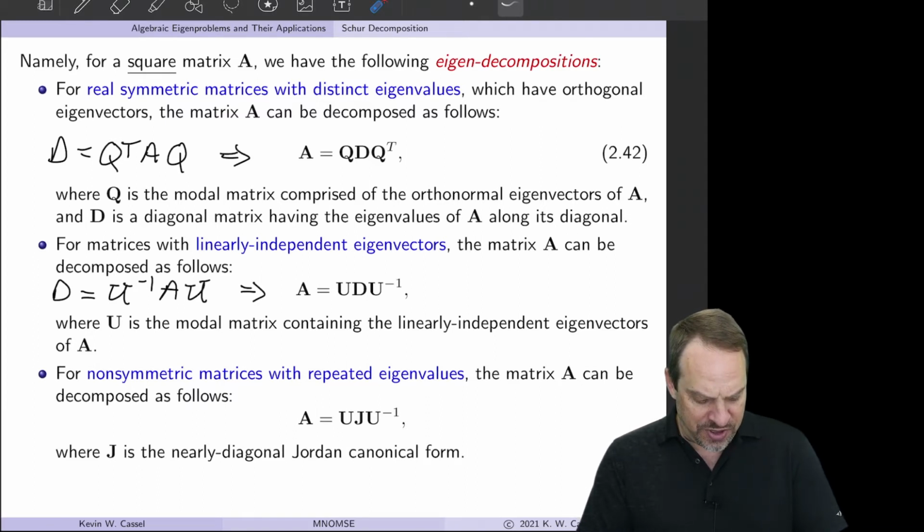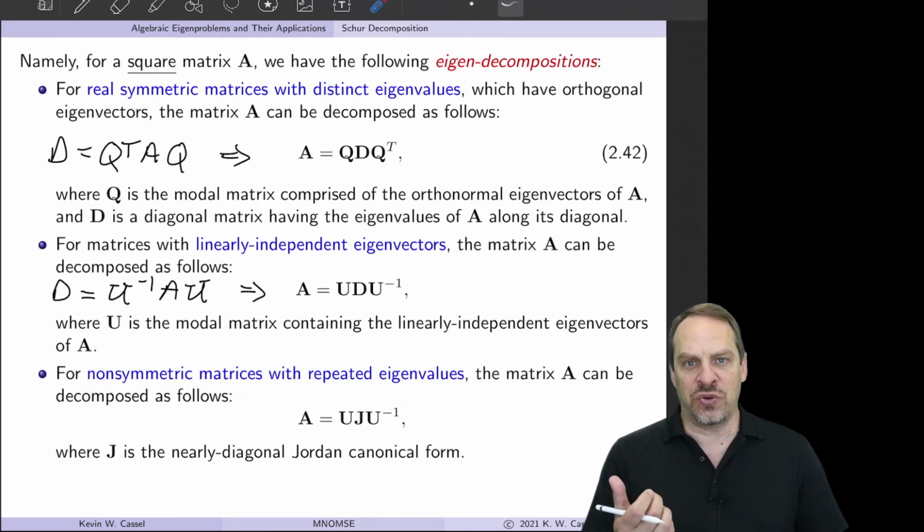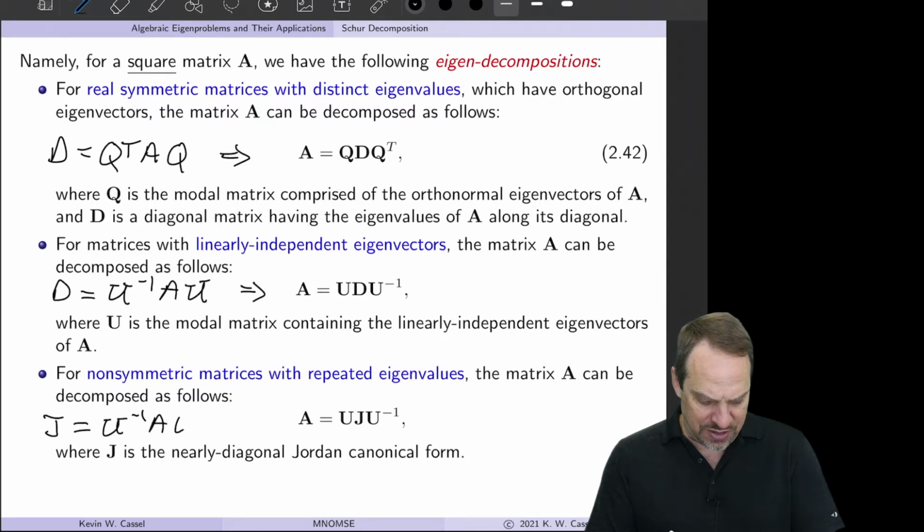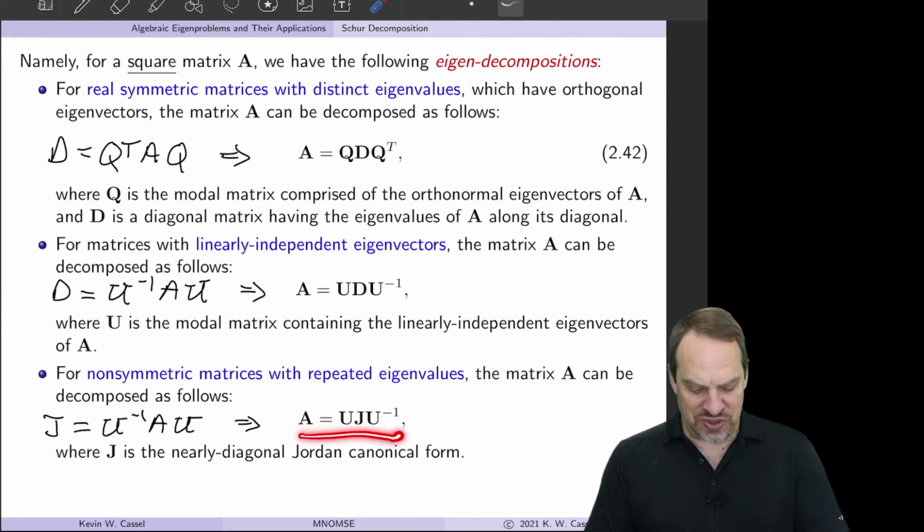And then finally, for a non-symmetric matrix with repeated eigenvalues, remember we get the Jordan canonical form. Once again, we can think of that as a decomposition because J is equal to U inverse times A times U. So once again, we flip that around and we decompose A into the modal matrix U times the Jordan canonical form J times the inverse of U.